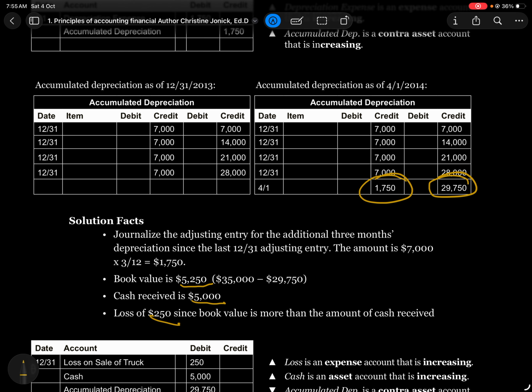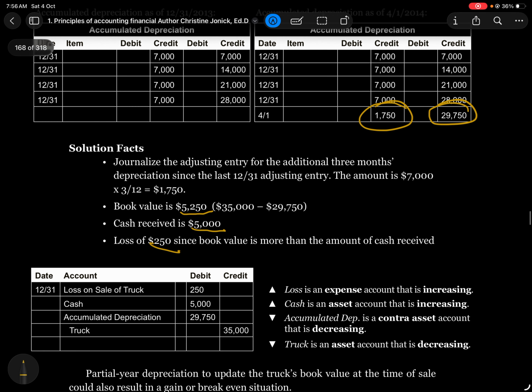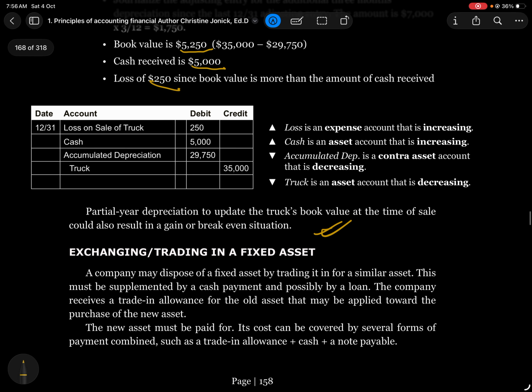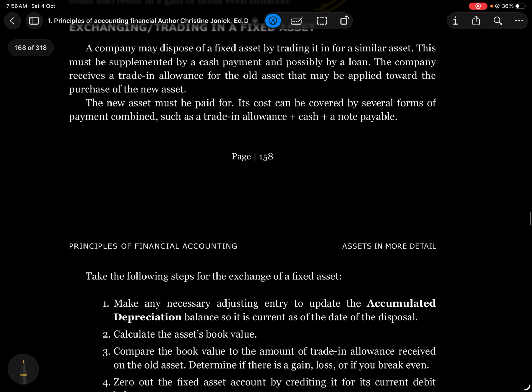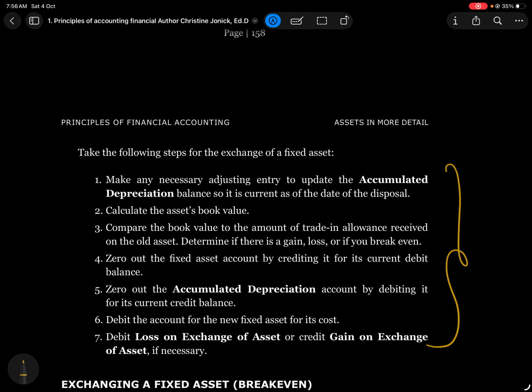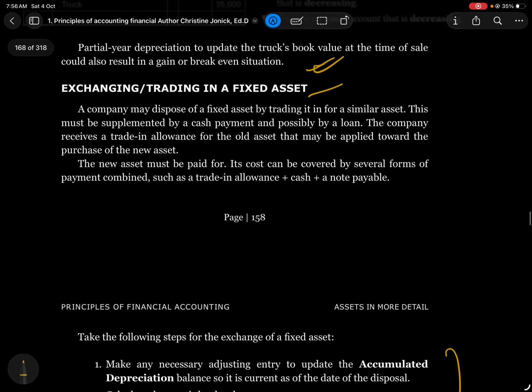It's just saying, rather than selling it at the beginning or end of the period, where the depreciation is fully accounted for in every month of the year, we normally do a partial depreciation for the year we are selling it, for how many months we've used, and then based on that calculate the gain or loss. Basically that's it, nothing else. It's just saying what steps should be done in terms of exchange of fixed assets.